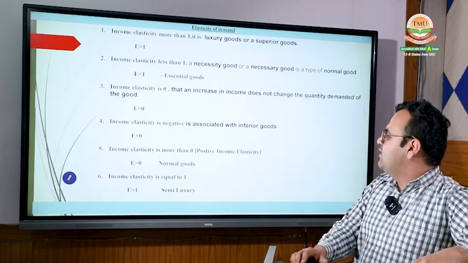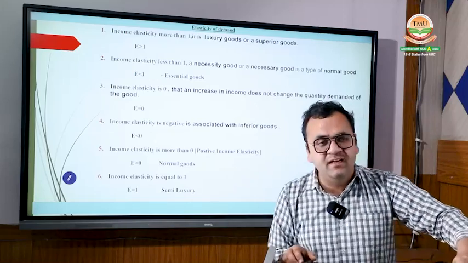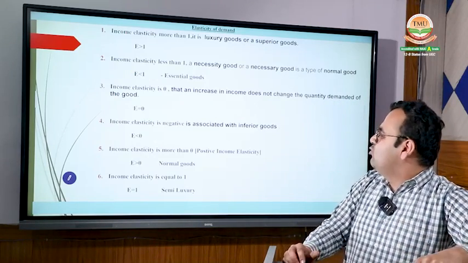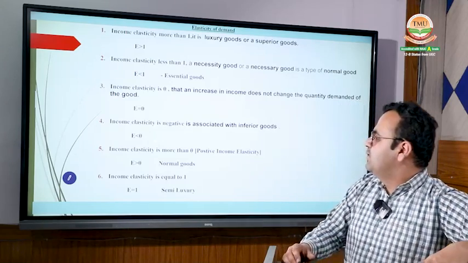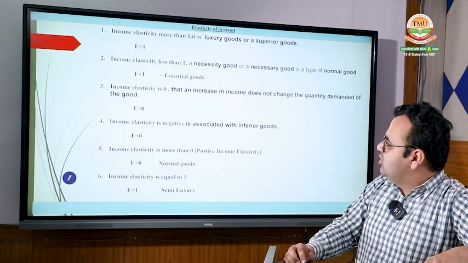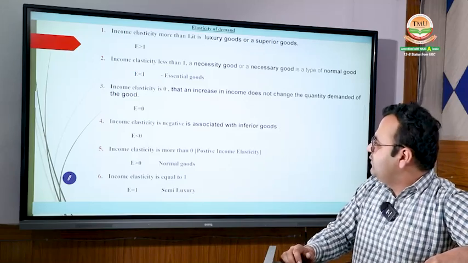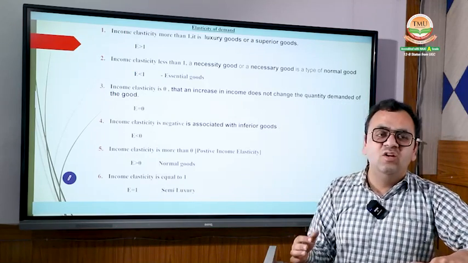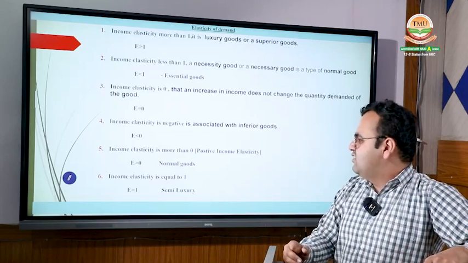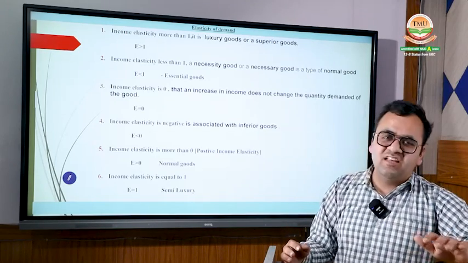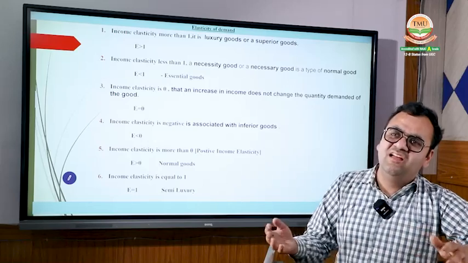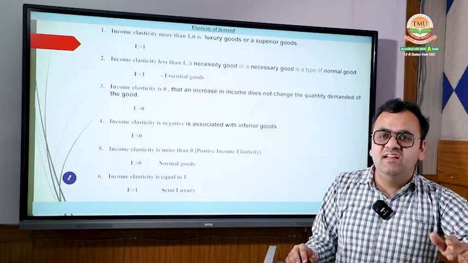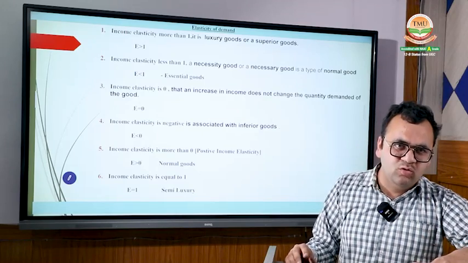Negative income elasticity is associated with inferior goods. If ED is less than 0, then we are going to the negative side. It means that we are using inferior goods. Income elasticity more than 0 is positive income elasticity. It means that if there is an increase in income, we are using normal goods. Income elasticity equal to 1 is semi luxury goods, meaning they are not luxury, they are semi luxury goods, which they are using when income elasticity is equal to 1.